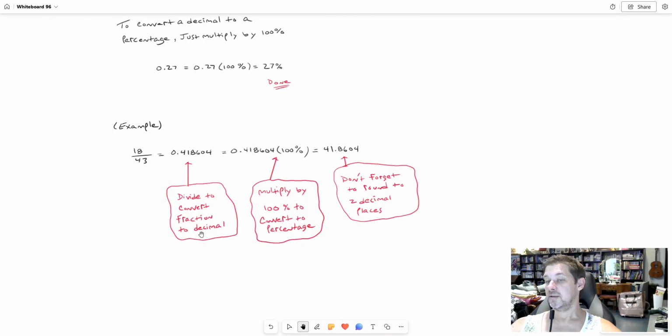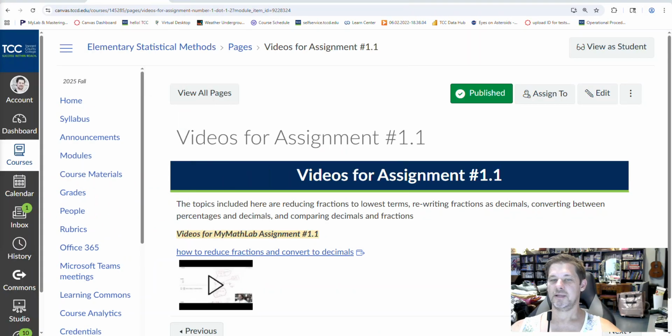I divide to convert a fraction to a decimal, and then to convert a decimal to a percentage, I multiply that decimal number times 100%. And what will that do? If I multiply by 100, it'll move that decimal point that's already there 2 spaces to the right. 0.418604 becomes 41.8604. Okay? And so that's the percent. I forgot to write it. Let me write it. I want to make sure you see it. That's the percent.